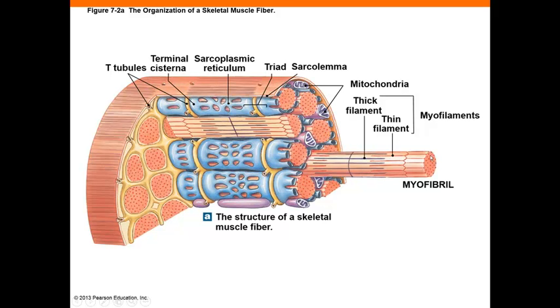So taking a look at a myofibril, it is made up of myofilaments. You have the thin filament and the thick filament. The thin filaments are pictured here in pink or darker red, and this thick filament is pictured in purple. Notice the multiple mitochondria embedded in that skeletal muscle fiber.